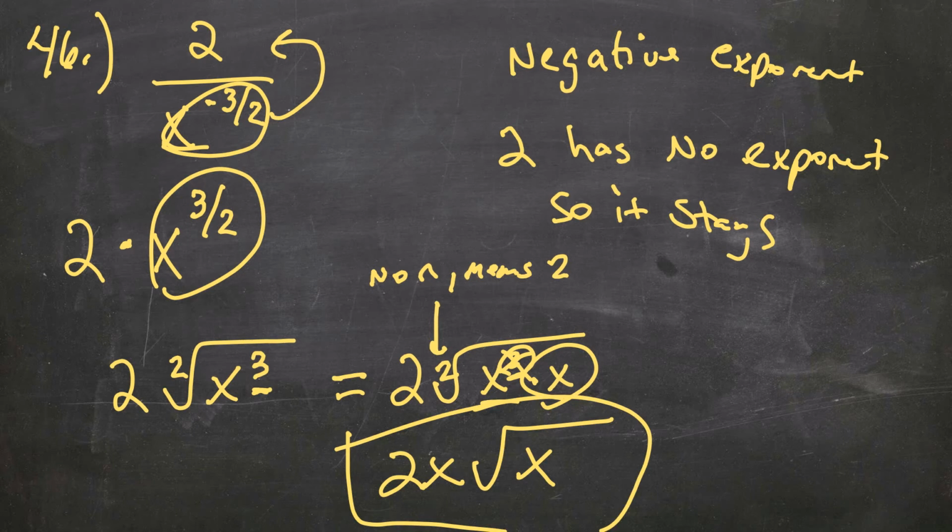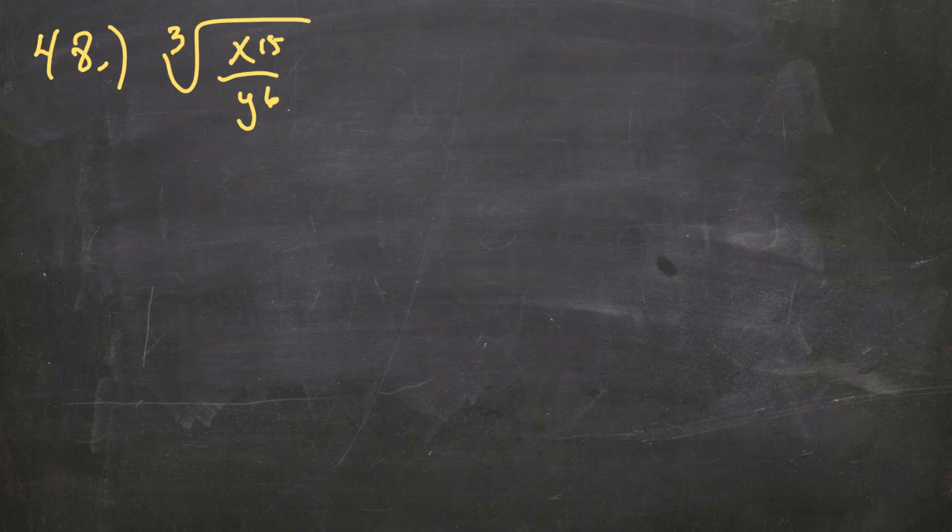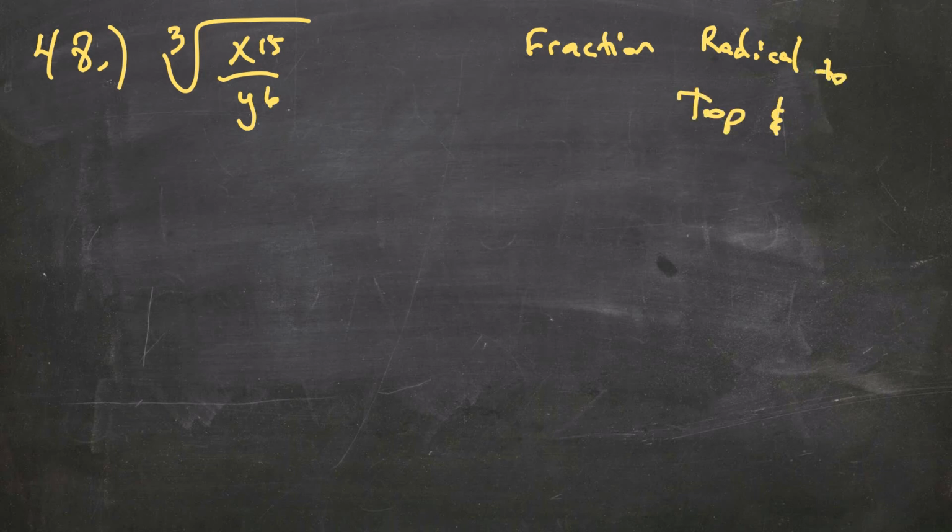Notice, in this one, if we would have left 2x to the 3/2, you wouldn't have known that an x could have come out of the radical. We're going to talk about that a little bit more later in the week. All right, in 48, I see a fraction. So I'm going to take the radical to the top and the bottom.